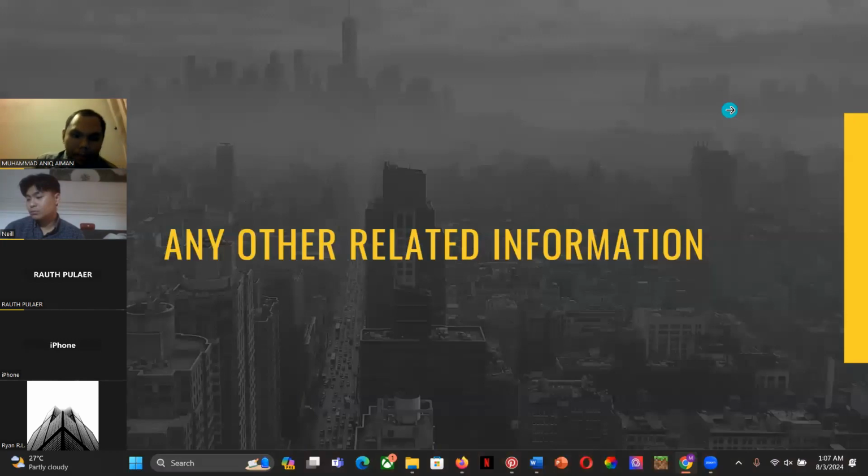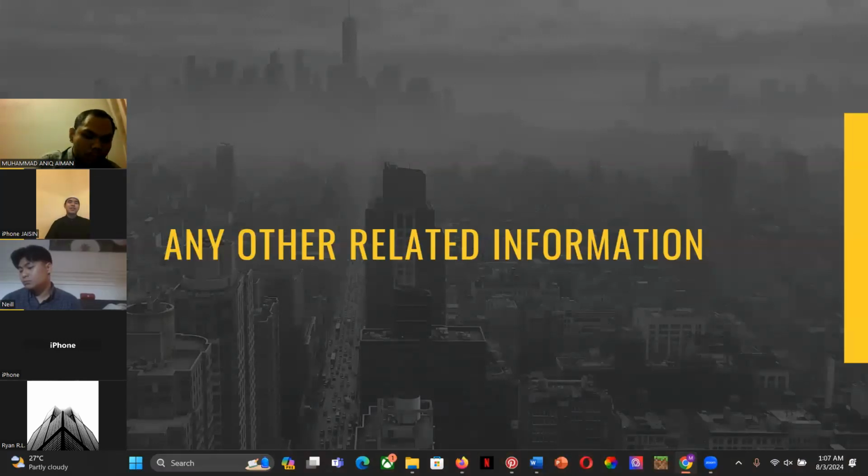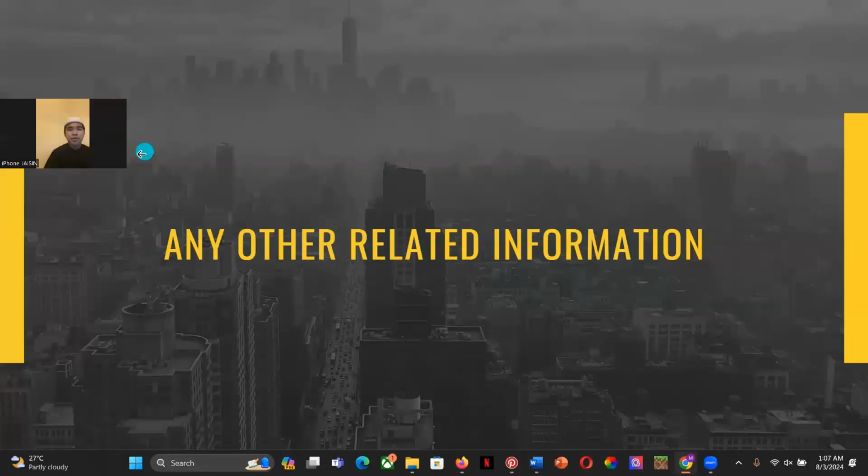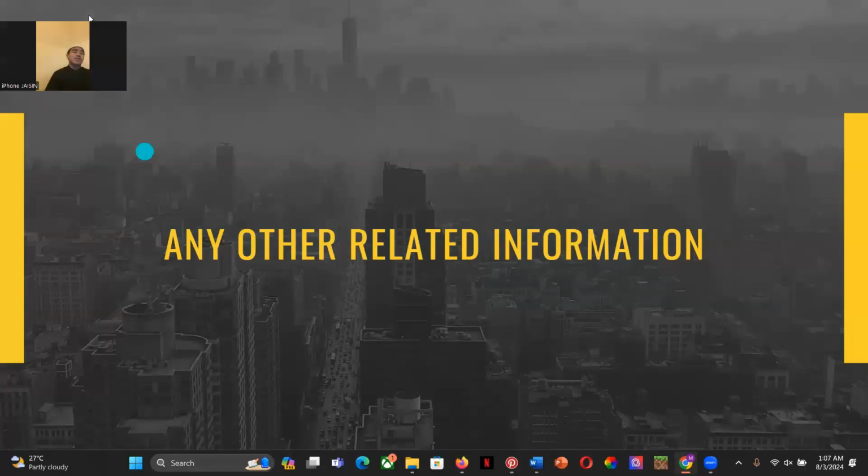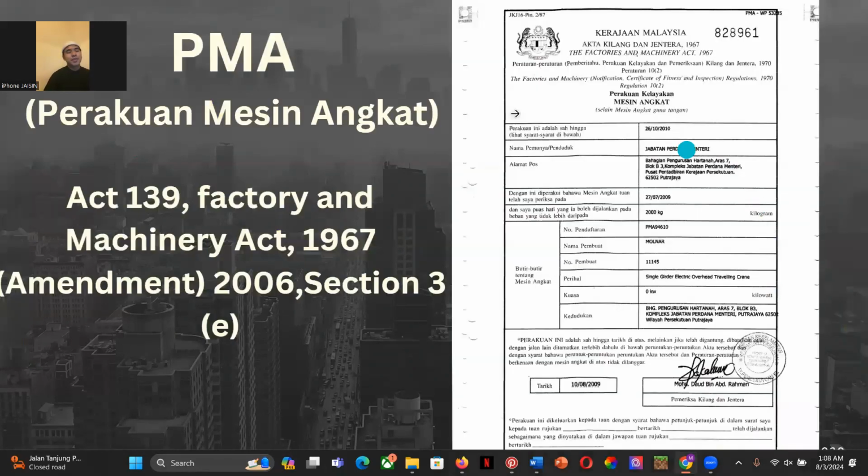Okay, hello guys. Right now I will present the other related information about the lifting operation. I would like to share with all of you some information about the PMA. PMA, as we call it in Malaysia, is perakuan mesin angkat, which covers all types of machine or equipment used to lift an object, for example, a crane or lift.